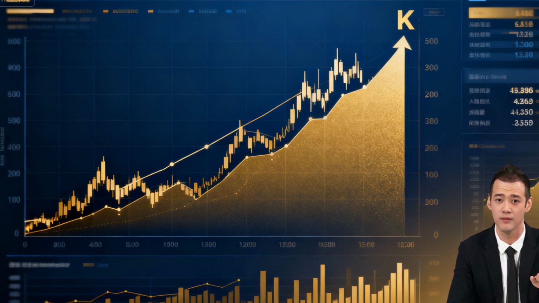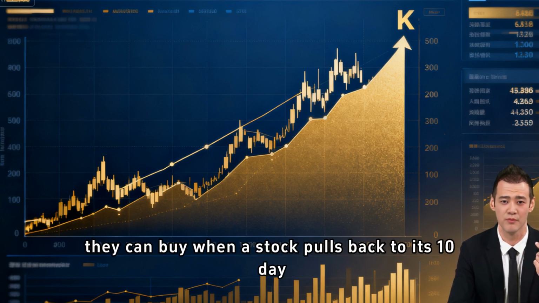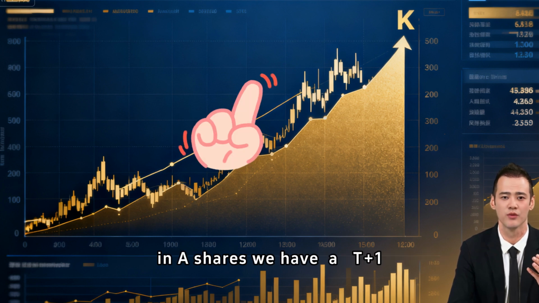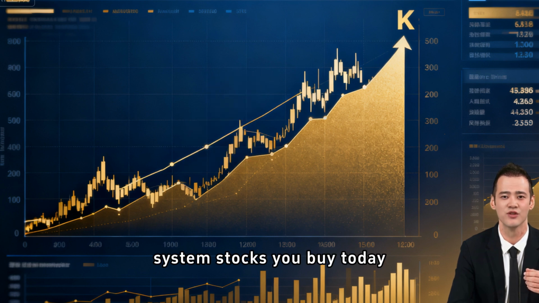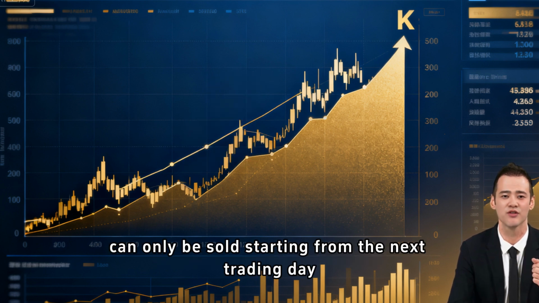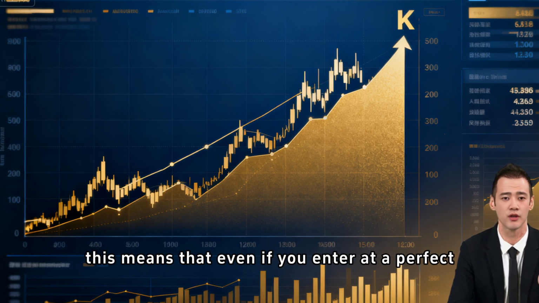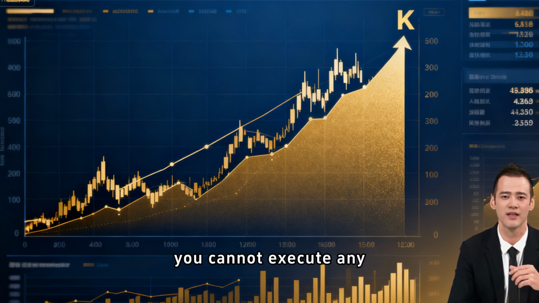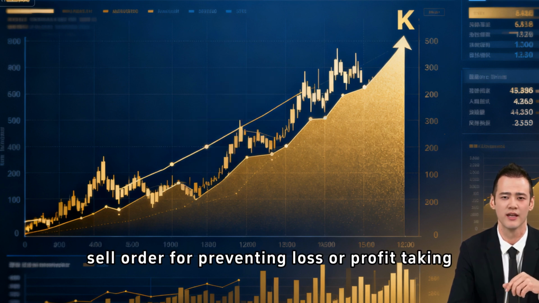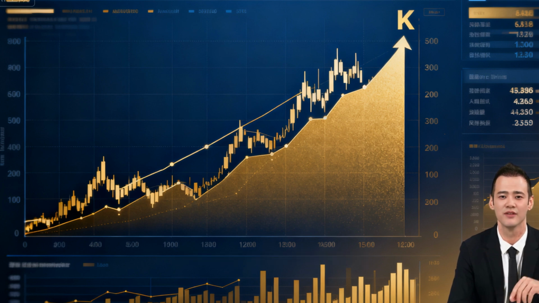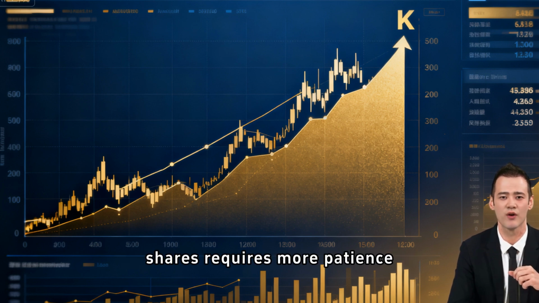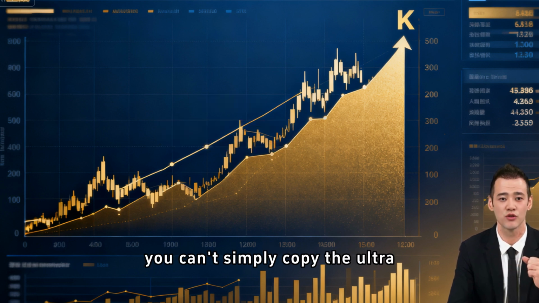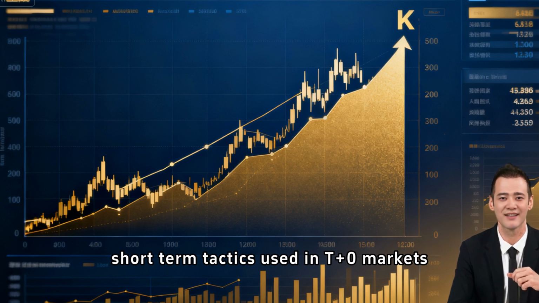For example, they can buy when a stock pulls back to its 10-day moving average and sell later the same day if it rallies. In A shares, we have a T+1 system. Stocks you buy today can only be sold starting from the next trading day. This means that even if you enter at a perfect buy point like a moving average bounce, you cannot execute any sell order for preventing loss or profit taking that same day. Therefore, using moving average strategies in A shares requires more patience and a longer time horizon. You can't simply copy the ultra-short-term tactics used in T+0 markets.